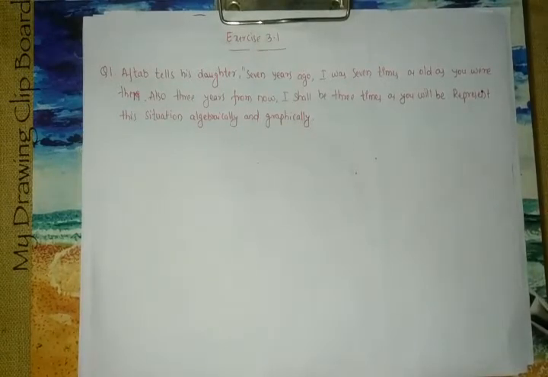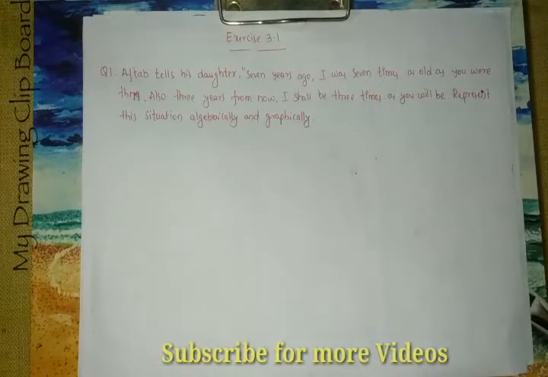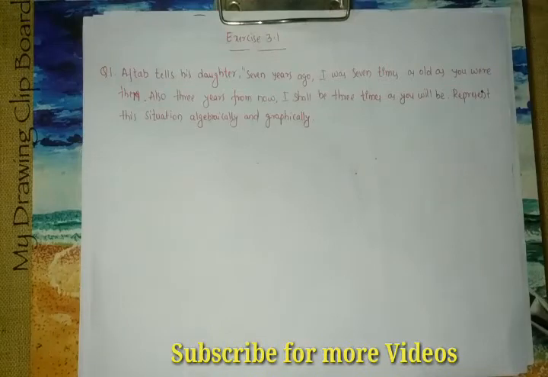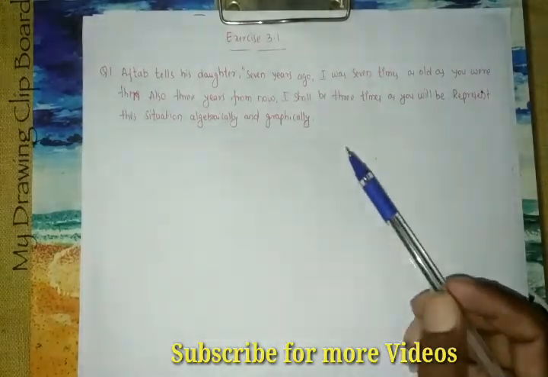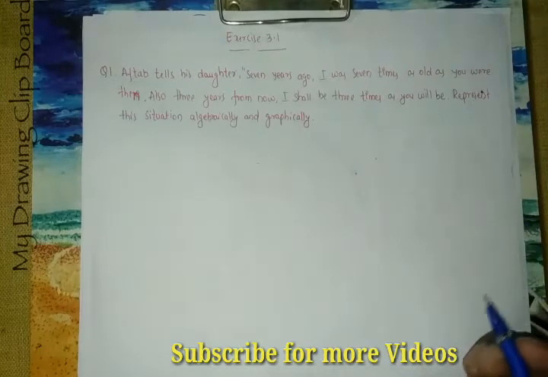Let us solve exercise 3.1 from the NCERT textbook. Question number 1 is: Aftab tells his daughter, "7 years ago I was 7 times as old as you were then. Also, 3 years from now I shall be 3 times as old as you will be." Represent this situation algebraically and graphically.